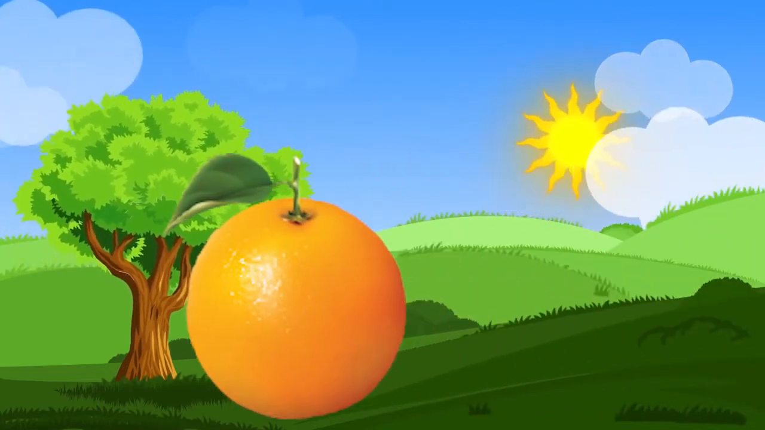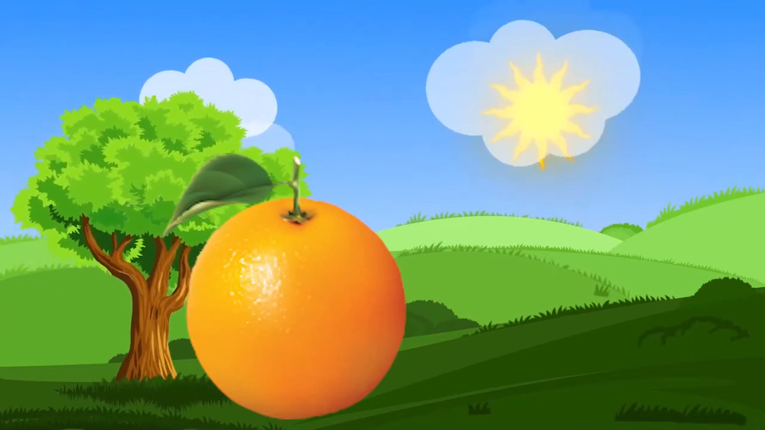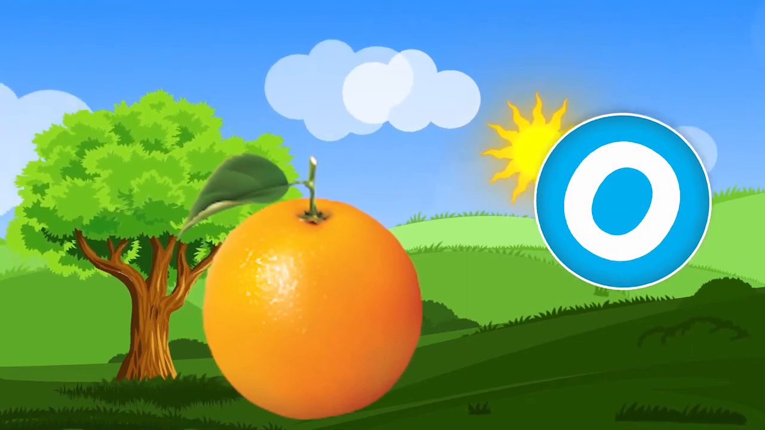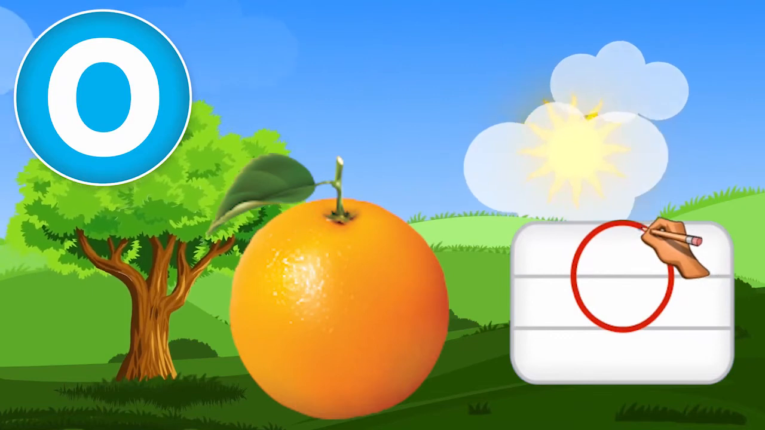This is the picture of an orange. Orange starts with O. So we write O on the lines.